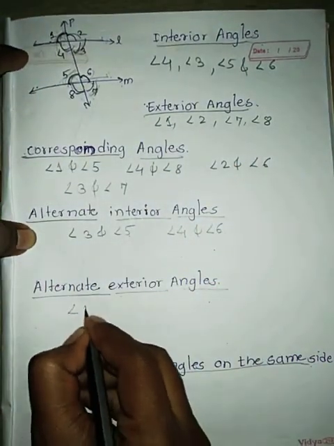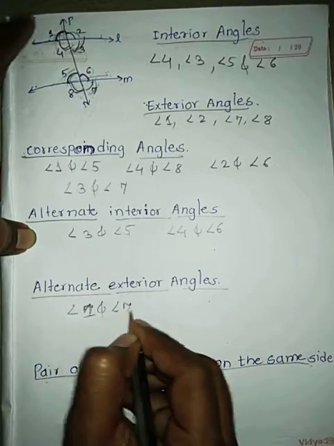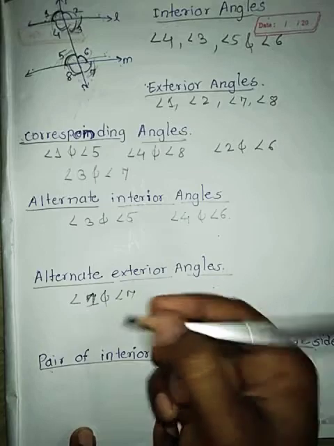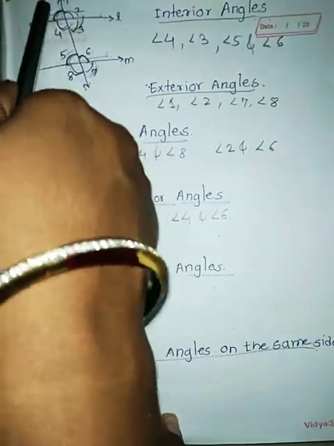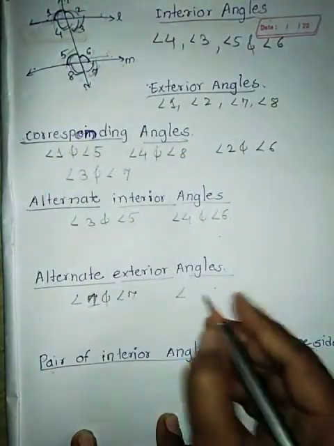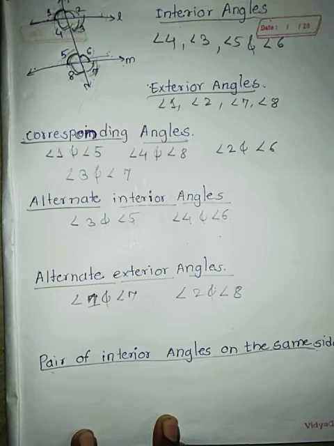So angle 1 and angle 7 are alternate exterior angles. First you have to take exterior angles, then angle 1 and angle 7, and angle 2 and angle 8. These are called alternate exterior angles.